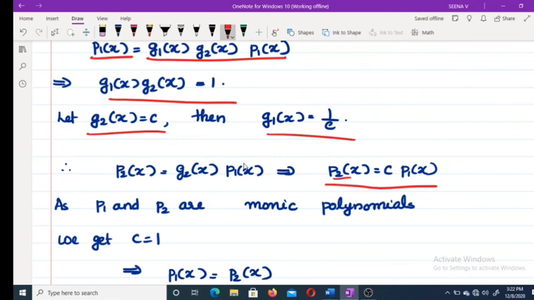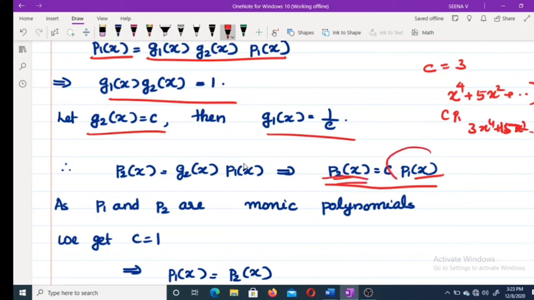But p1 and p2 are monic polynomials. C is a constant. Suppose p1(x) is a monic polynomial and suppose C is equal to 3. p1(x) is a monic polynomial means something like x raised to 4 plus 5x squared, etc. Monic polynomial means the coefficient of the highest power must be 1. Now what about C p1(x)? That means 3x raised to 4 plus 15x squared, etc. But this is also supposed to be a monic polynomial, that means p2(x) is something like x raised to 4 plus etc.